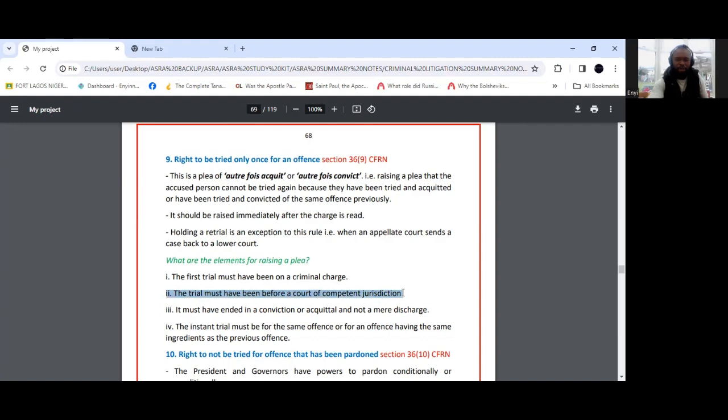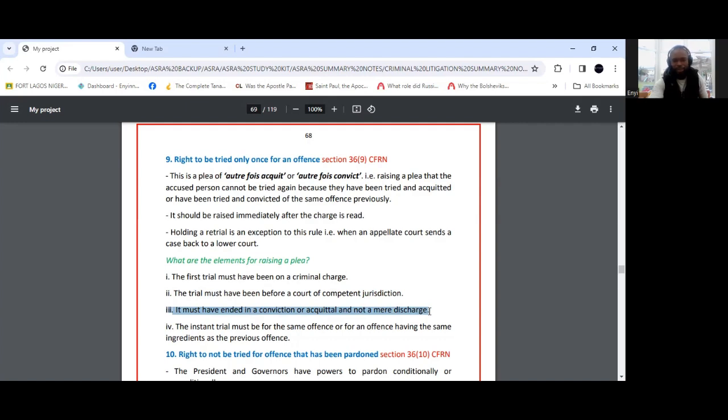So it means that it has to be before a court that has competent jurisdiction to try the said offense. It cannot be something that maybe was before a panel of inquiry or some other quasi-judicial mechanism. And then the third one is that it must have ended in a conviction or an acquittal and not a mere discharge. So that's very important because sometimes a criminal trial may not have ended in a conviction or an acquittal. It may have been a discharge, for instance, in circumstances where you have the Attorney General exercising his power of nolle prosequi in a trial, you know that leads to discharge.